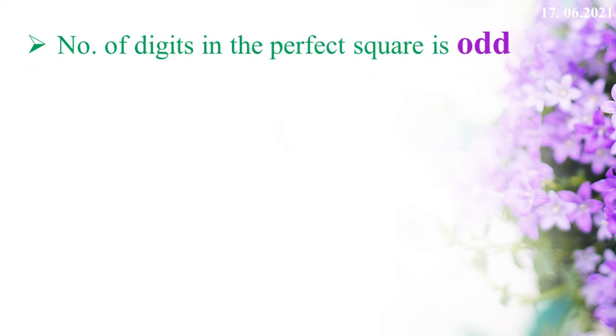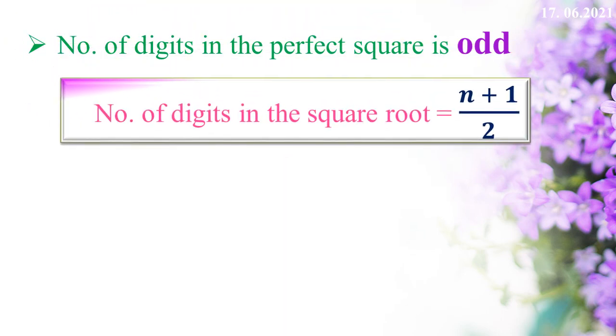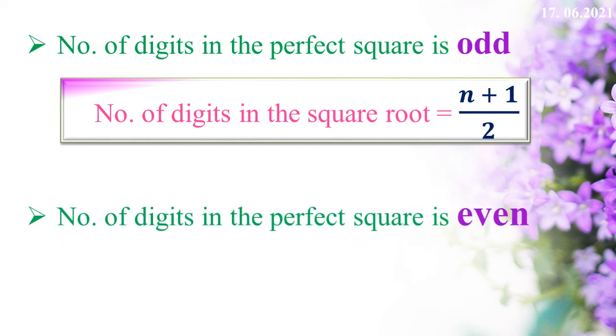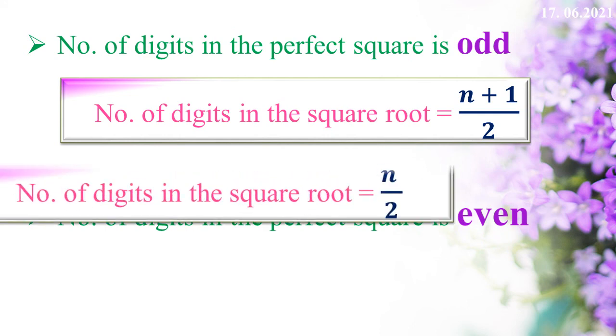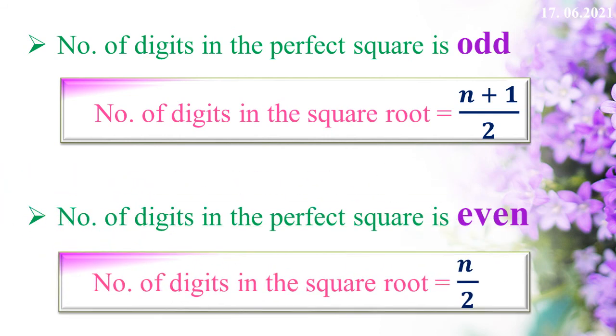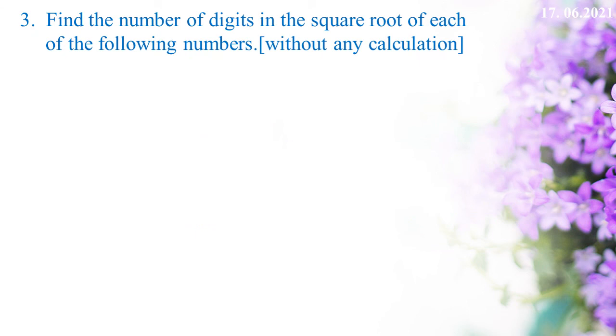Thus, we can say that if the number of digits in the perfect square is odd, the number of digits in the square root will be n plus 1 by 2. If the number of digits in the perfect square is even, the number of digits in the square root will be n by 2. Next, find the number of digits in the square root of each of the following numbers without any calculation.